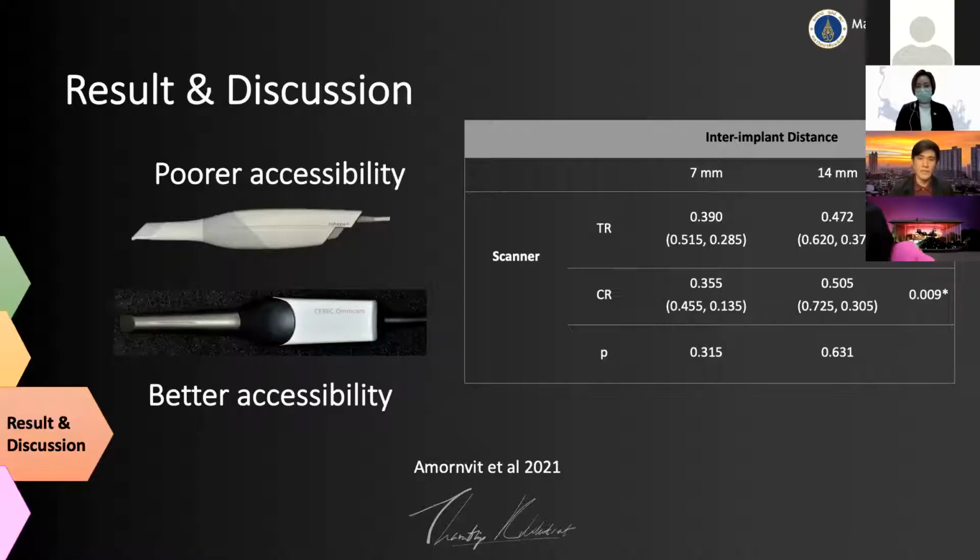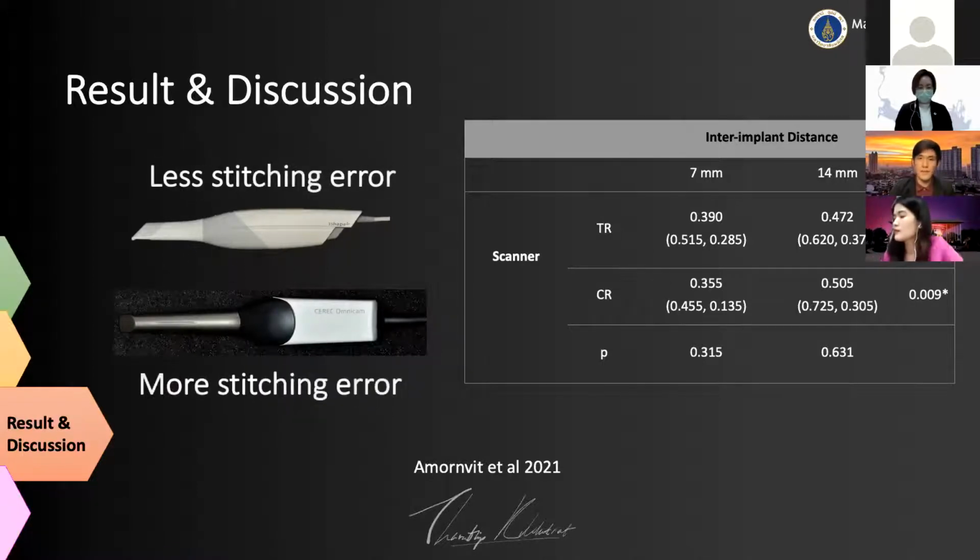And also, according to the size of the receiver, in the larger edentulous area, or 14 millimeters, the Trios 3 has less angular error when compared to the CREG OmniCam. So the Trios 3 has less stitching error in the larger edentulous area, while the CREG OmniCam has more stitching error when compared to the other scanner in the larger edentulous area.